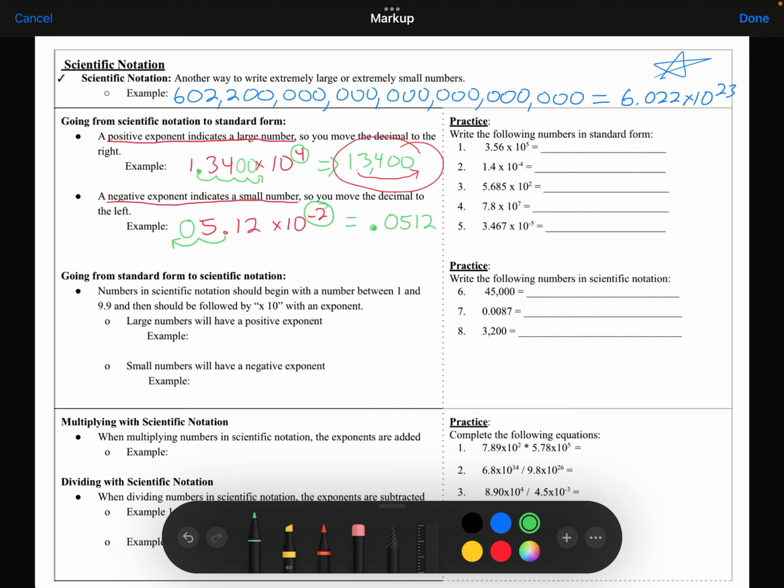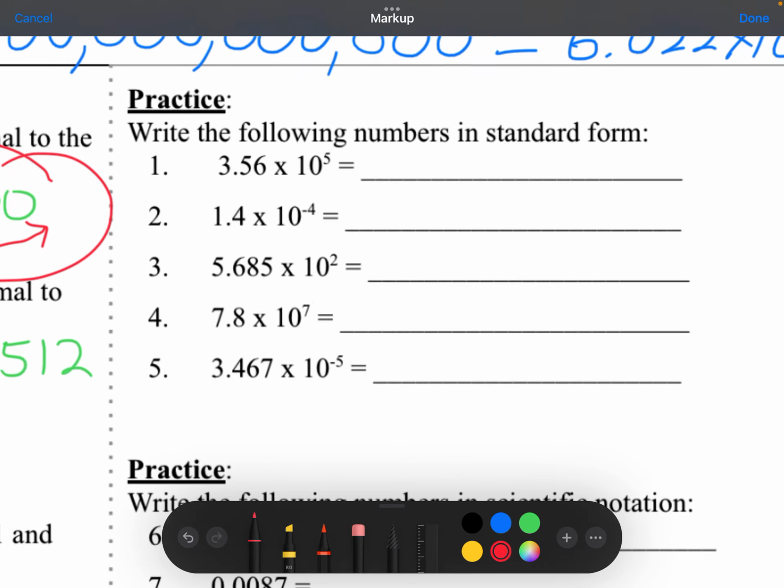If it's a positive exponent, move it to the right. If it's a negative exponent, move it to the left. So at this point, you could choose to pause the video and you could work through that first set of practice problems by yourself, or you can watch me do it. Doesn't matter to me.